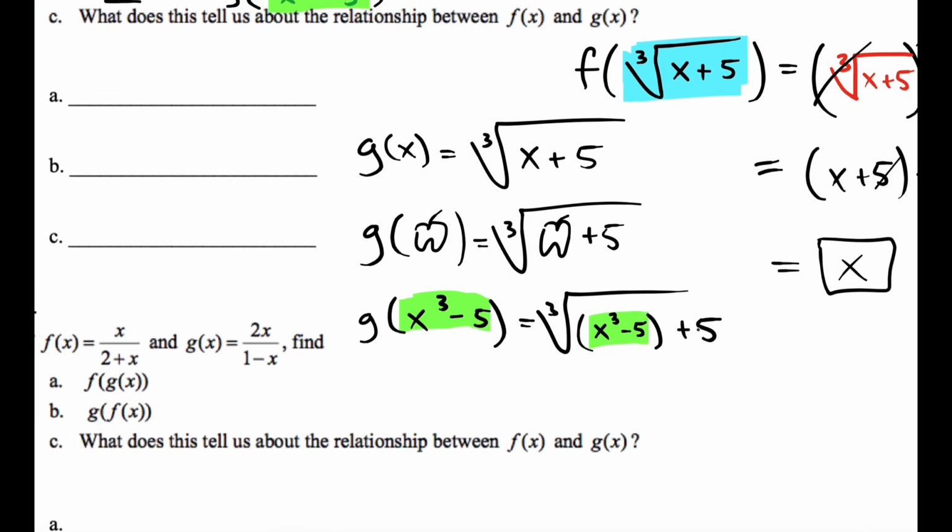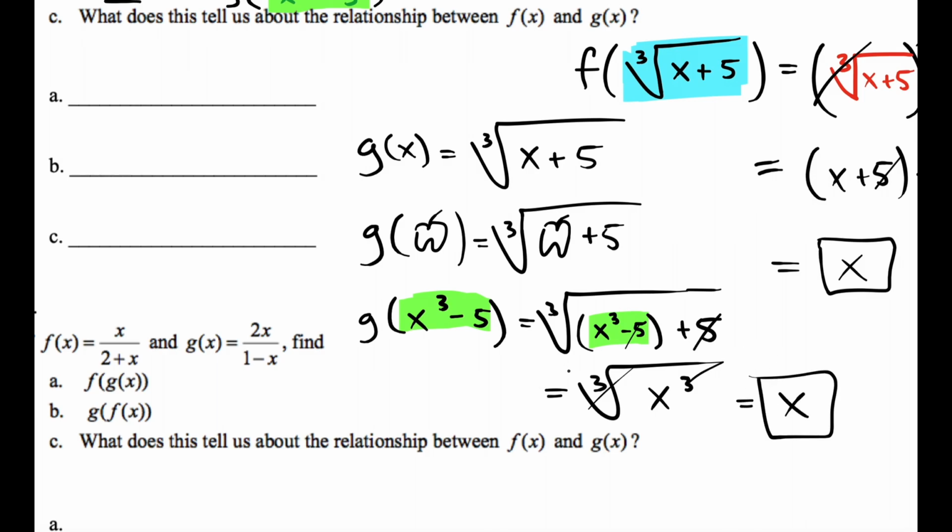So we gotta do the order of operations here. We gotta do what's inside the radical first, before doing the radical. So minus 5 and plus 5 cancel out. That leaves us with the cube root of just x cubed. And those cancel out, leaving us with, once again, just x.